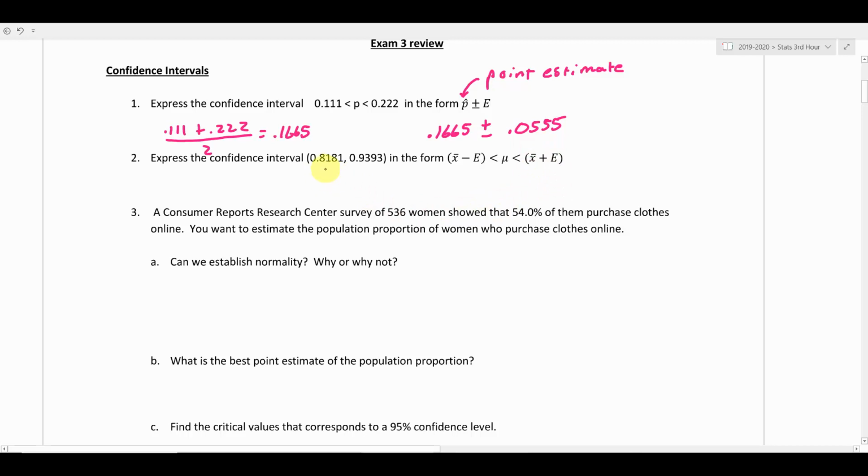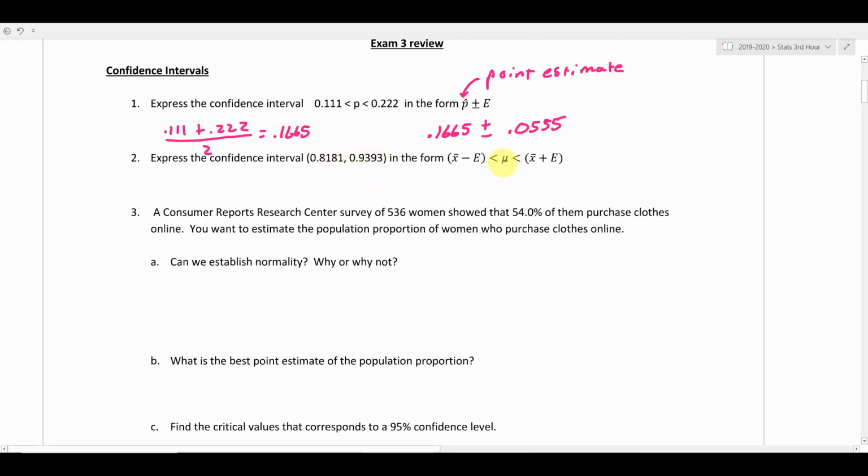All right, and then here number 2, it's kind of the same thing. It's just transferring back and forth between the different formats of those confidence intervals. We start off in an open interval format. They want us to go to the trilinear inequality format, which is actually really easy. We don't need the point estimate for either one of these formats. All we need are the bounds, which we are given right away.